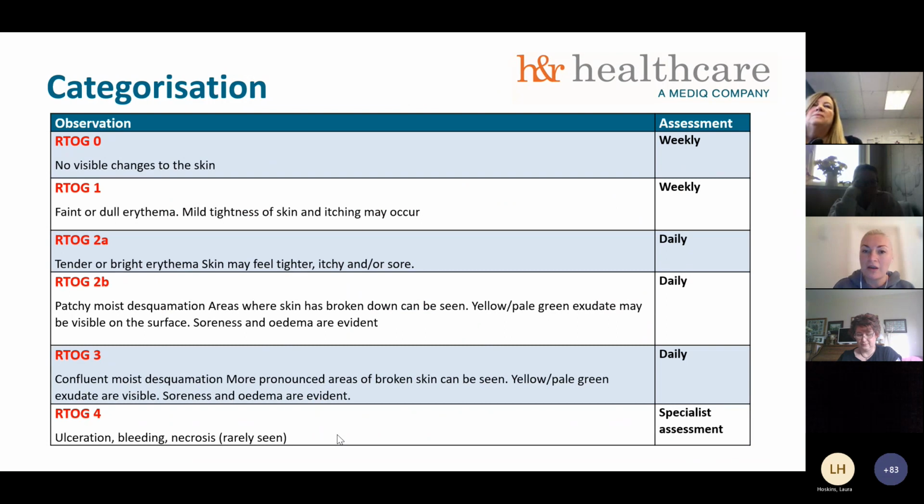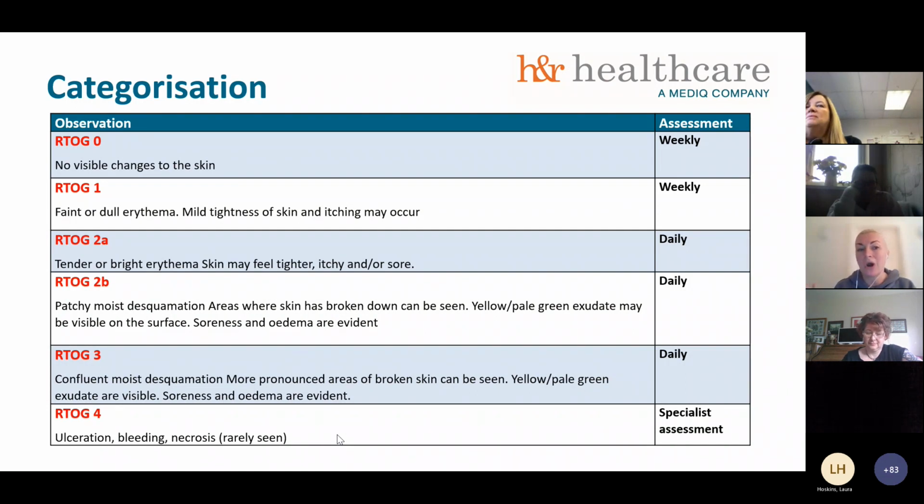So when we talk about radiotherapy-induced skin reactions, we talk about RTOG. We use a grading tool called RTOG, and I will go into these in a little bit more detail in the next slides. So obviously it starts at 0: no visible changes to the skin, and it's recommended that skin is assessed weekly. These guidelines are cited from the Society of Radiographers' most recent skincare guidelines, so you can find them in there in relation to recommendations around assessment.